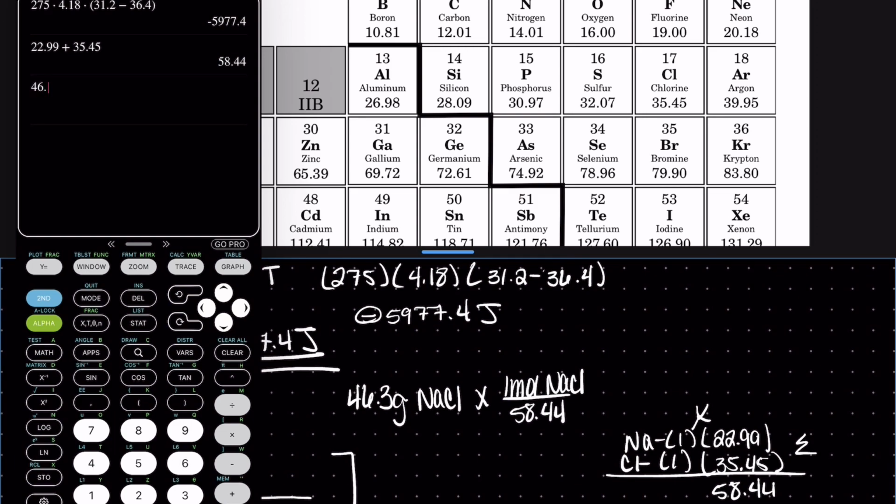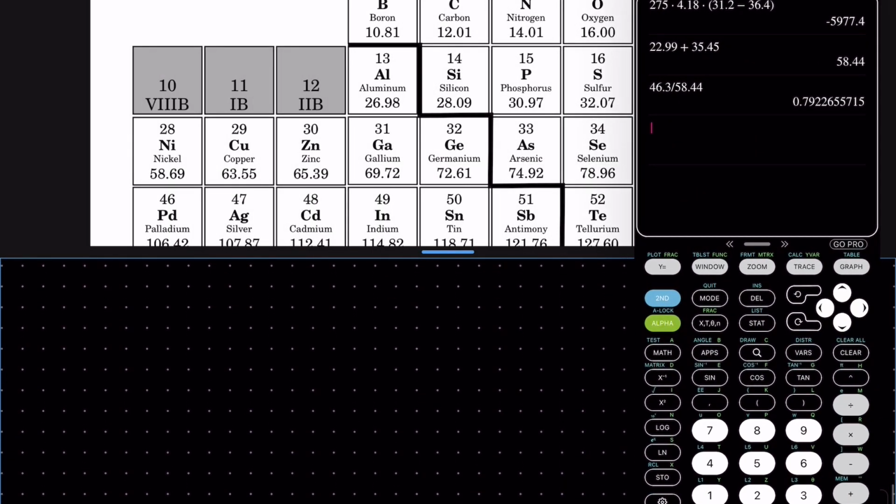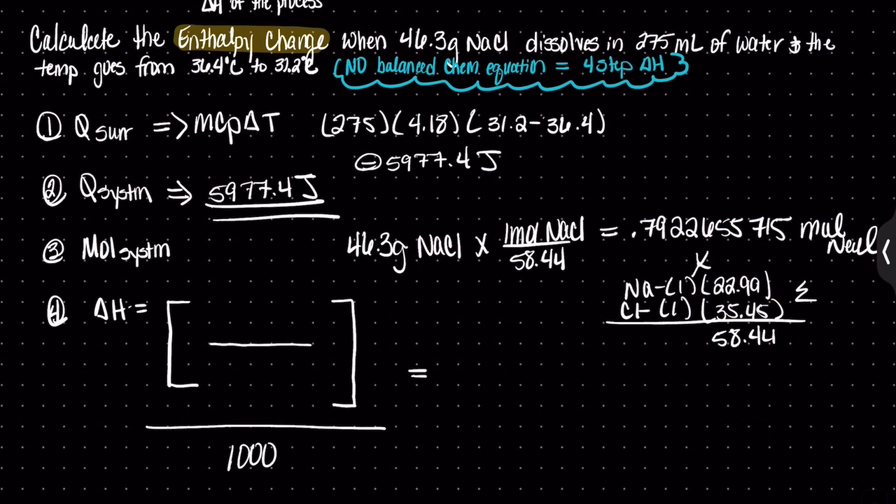Now I have 46.3 divided by 58.44. That turns me into moles of NaCl. Remember, use all those decimals and keep rounding for sig figs to the very, very end. And now we get to plug.